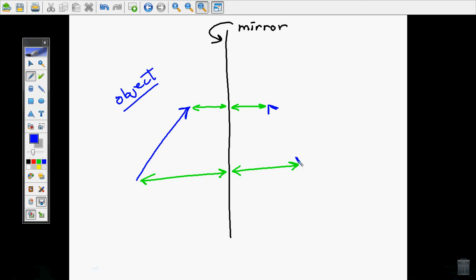I draw this image over here with a dotted line to remind myself there really isn't any light back there. That's where the eye gets faked out. And my picture is not perfect, but those distances on both sides should be the same. So this is the image.